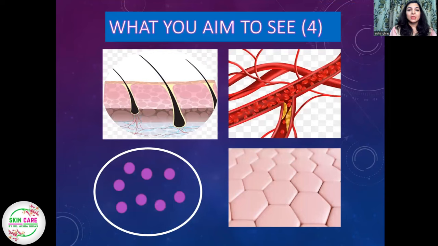For example, the number of hair follicular units, the thickness of the hair, the texture of the hair, if it's broken or if it's having special diagnostic features like maybe exclamation mark hair or a flame hair, or for that matter, the other things which we will shortly talk about. You're obviously going to look for blood vessels.